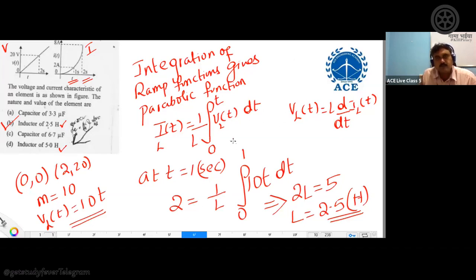2 is equal to 1 by L, L we don't know, we have to find. For the limit of integral, the starting point will be 0, because there is nothing given before 0. The upper limit is whatever value of time you are taking here, so I am substituting the upper limit as 1. The expression for voltage on the inductor is 10t. The slope is 10, get the line equation, substitute here, and just perform integration. You will get the answer here. That's all. A simple numerical, not complicated. You can do it within 1 minute.